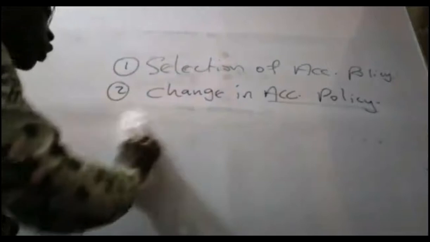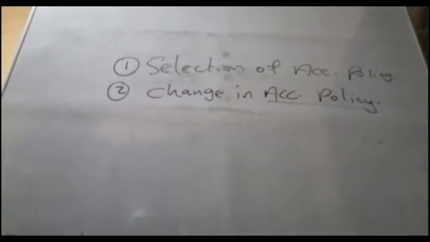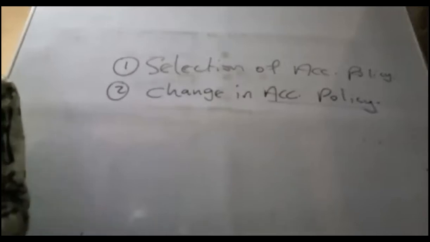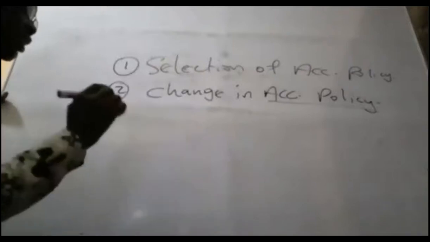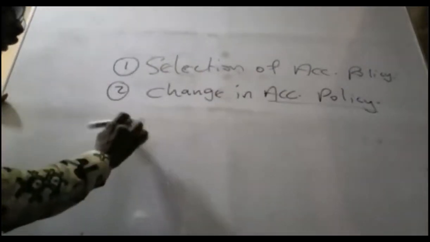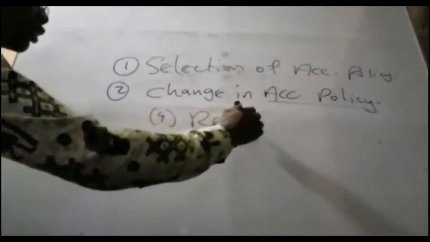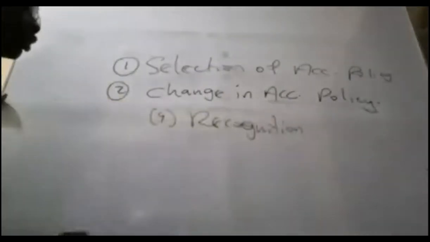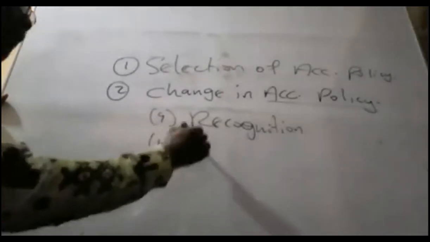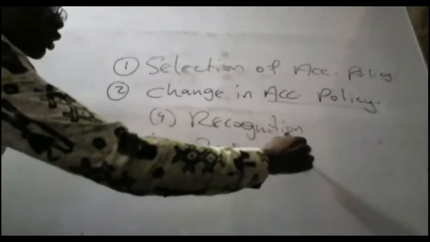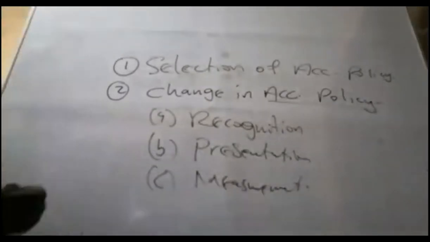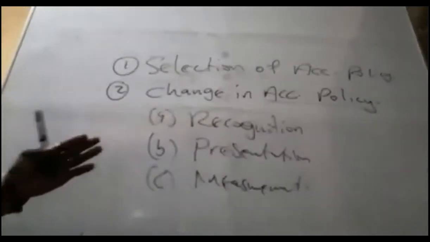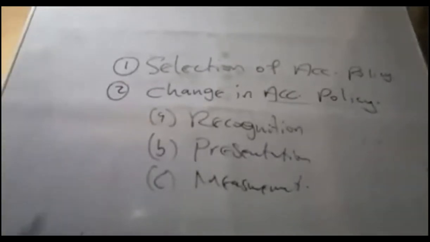Now let's look at this. What constitutes a change in accounting policy? Great. A change in accounting policy occurs when there's a change in one, recognition. So take notes. When they say change in what? Presentation. Finally, when they say change in what? Measurement. This is a change in accounting policy. If one is there, so in summary, that is it.